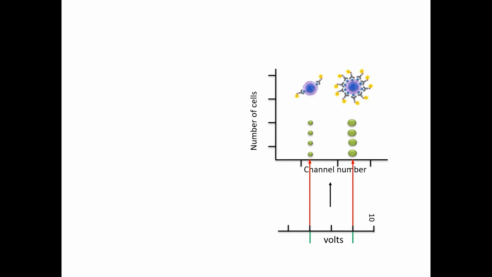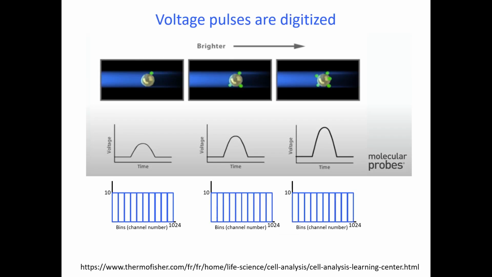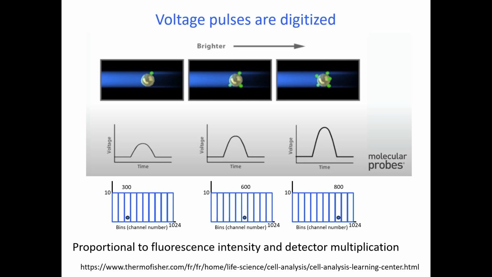The number of bins or channels on the scale depends on the ADC, the sampling frequency and resolution, or number of bits. Let's look at this again. On this instrument, there are a maximum of 1024 channels. A small pulse is binned into the channel at 300, the medium at 600, and the large pulse is at 800.